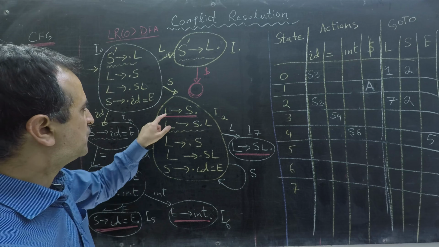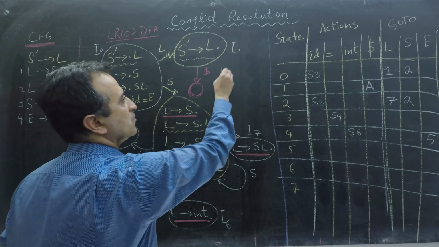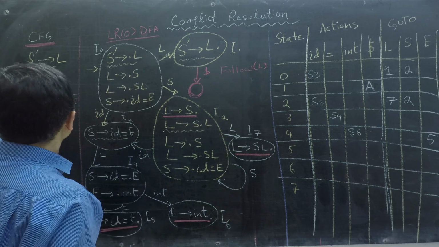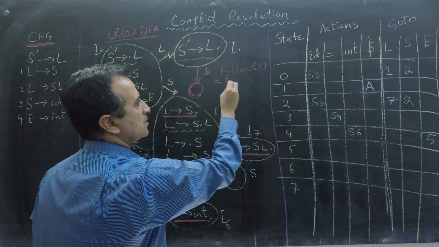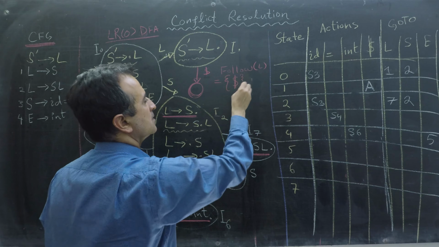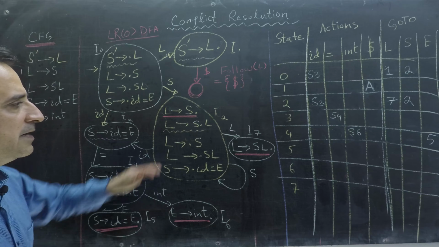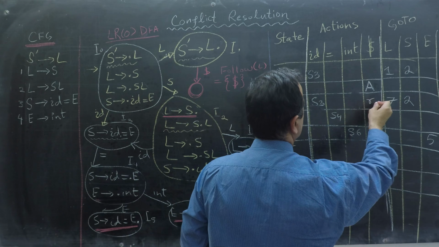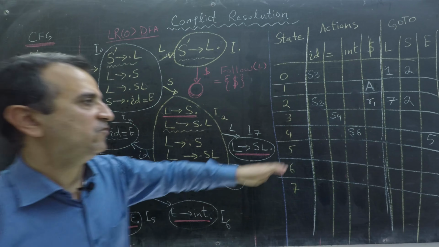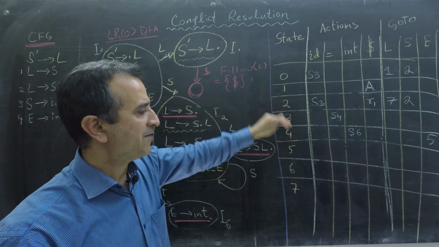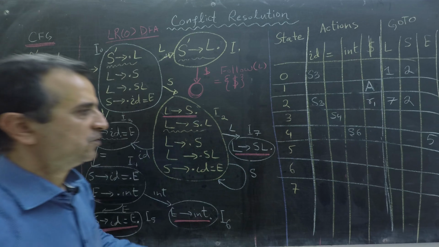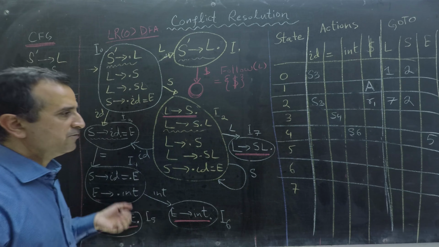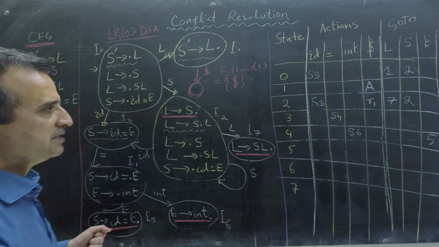So now let's compute follow of L. Follow of L according to this is equal to $. Therefore, I will add R1 only in this cell. Therefore, in this case, I don't have any conflict in this row. Similarly, I will not have any conflict in the other rows because they don't have any shift statement anyway. But still, we can quickly add those instructions also.